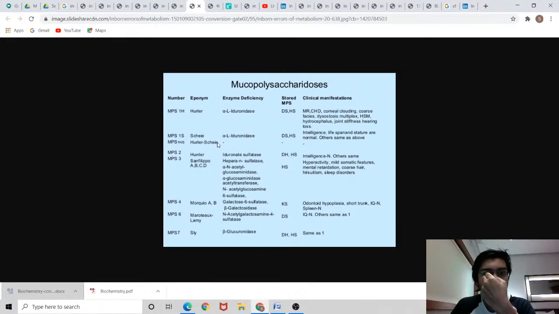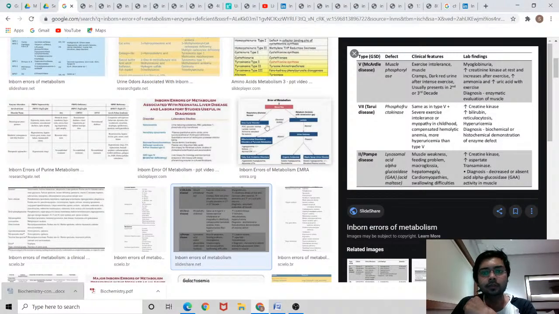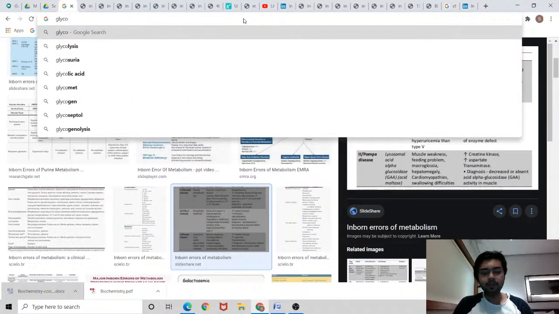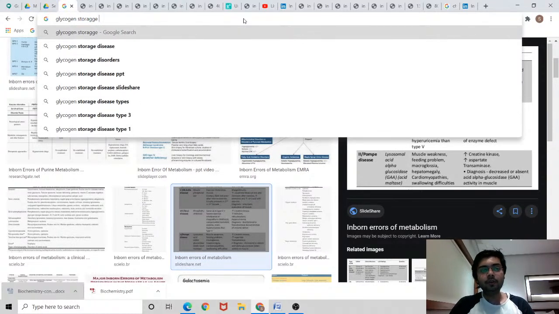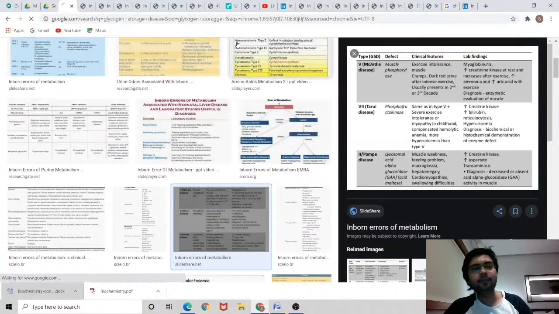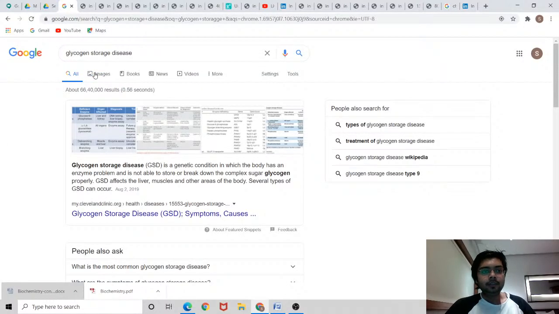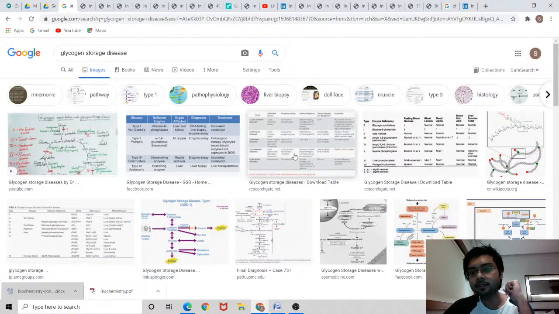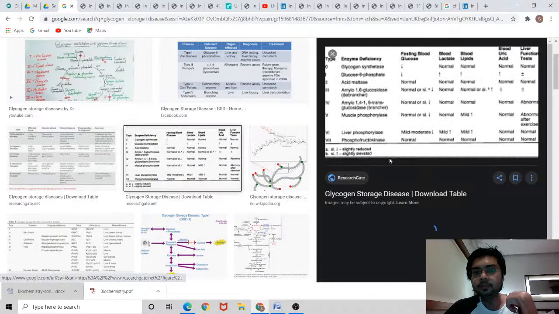Okay, so this was about mucopolysaccharidosis. Let us see about glycogen storage diseases. This is also pretty important, and at the end we will discuss some more important points, what all questions they ask from it. I'm just finding a small chart where everything is summarized so that in one chart only you can know what all things are there.